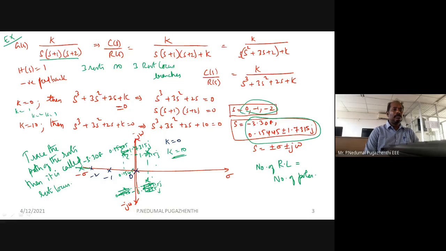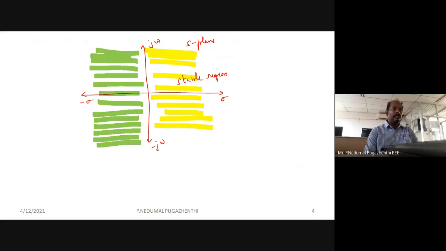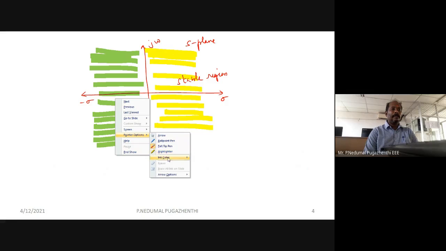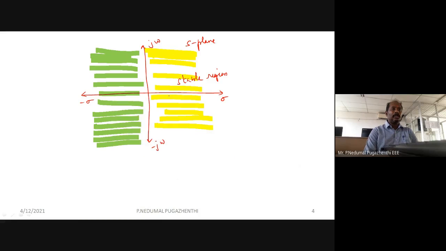This is 0.15445, the negative side. This is going to be positive, right? So that's correct. Now we will see that. So this is your stable region part, and again this is unstable actually. This is your stable region, left hand side. This is your left hand side, and this is your right hand side.